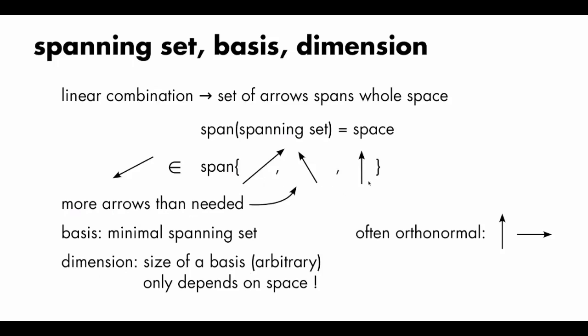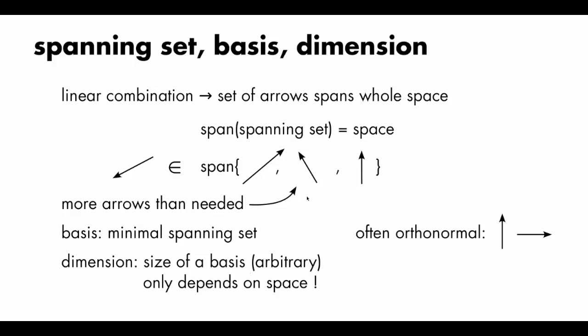So, for instance, these three arrows, which span the same space as just two of these arrows, give us a two-dimensional space, and that makes intuitive sense because it's the space of the screen, and the screen is two-dimensional, of course. But if you imagine one of these arrows sticking out of the screen, you will have a three-dimensional space.